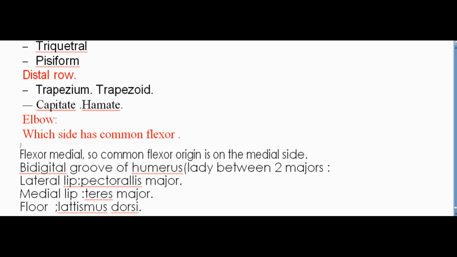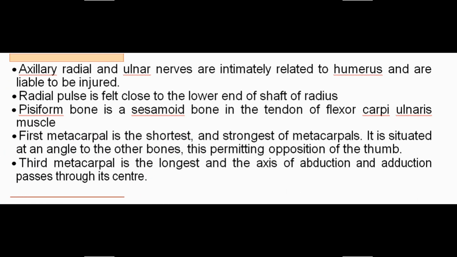Bicipital groove of the humerus, lady between 2 majors: lateral lip, pectoralis major. Medial lip, teres major. Floor, latissimus dorsi. Axillary, radial and ulnar nerves are intimately related to the humerus and are liable to be injured. Radial pulse is felt close to the lower end of the shaft of the radius. Pisiform bone is a sesamoid bone in the tendon of the flexor carpi ulnaris muscle.